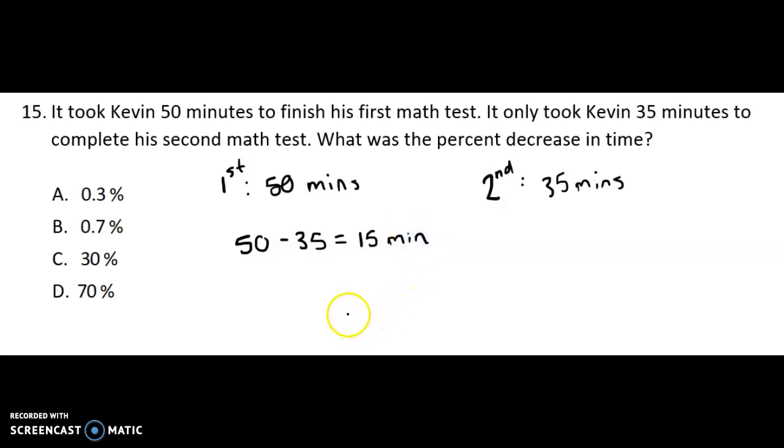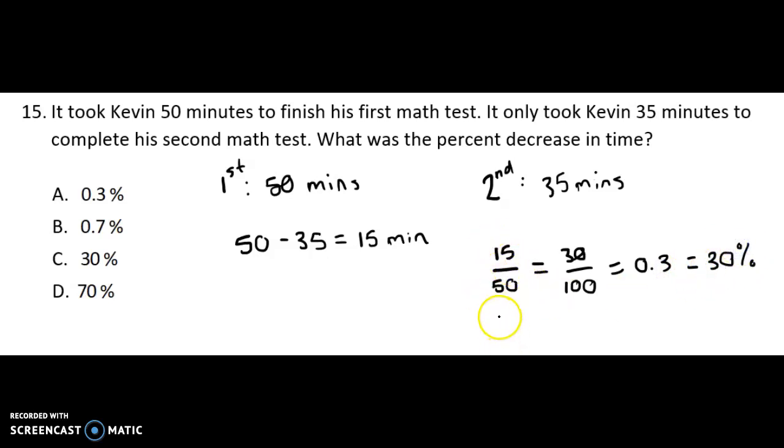So what I then want to determine is what percentage is 15 of my original amount at 50 up here. So I'm going to take my 15 minutes and divide that by my 50 minutes. Now if I do that, I can either get an equivalent fraction, say this is 30 over 100, which is also equal to 0.3, which is also equal to 30%.